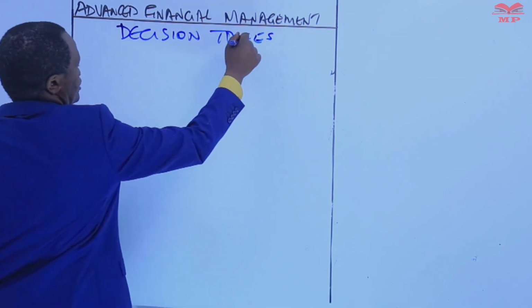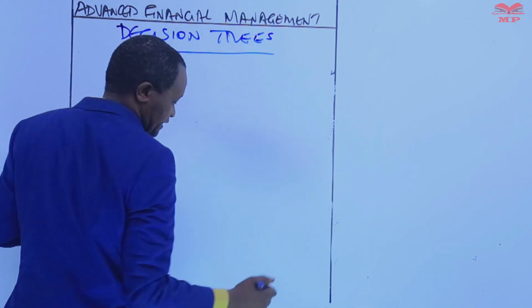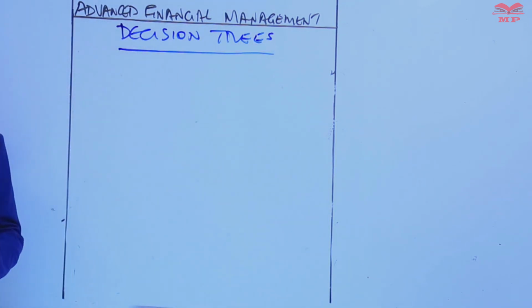Decision trees. Decision trees. Decision trees. Decision trees. Decision trees. Can I proceed? Decision trees. Can I proceed? Yes, I can proceed. Decision trees.